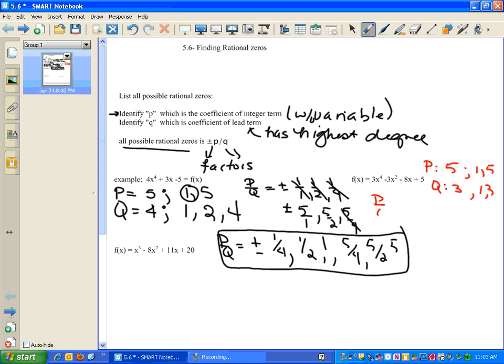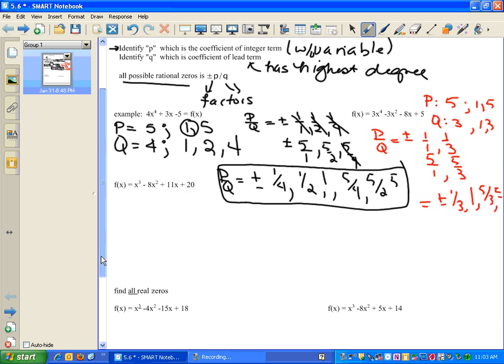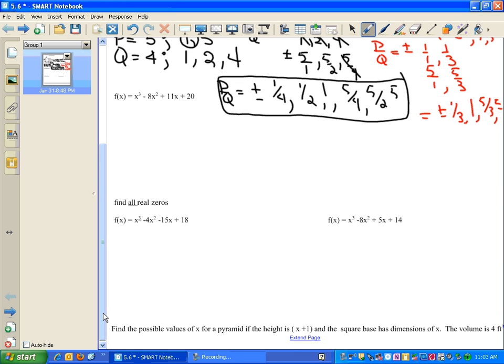So p over q means plus and minus 1 over 1 and 1 over 3, 5 over 1 and, so in order, I would say then, as my final answer, I would start with 1/3, and then 1, and then, and I'm putting a plus and minus in front of that answer, and that implies that it's plus and minus for each one of those options. Are we good? Good.